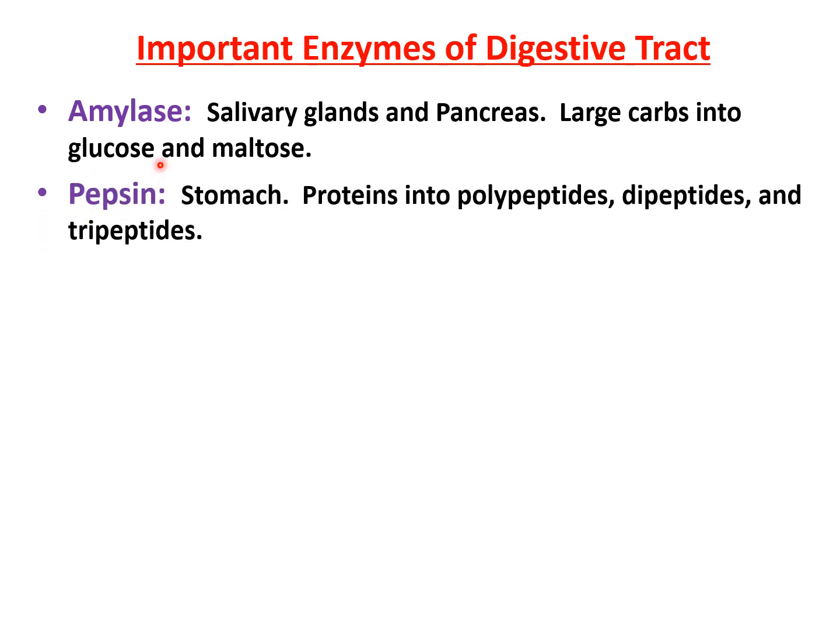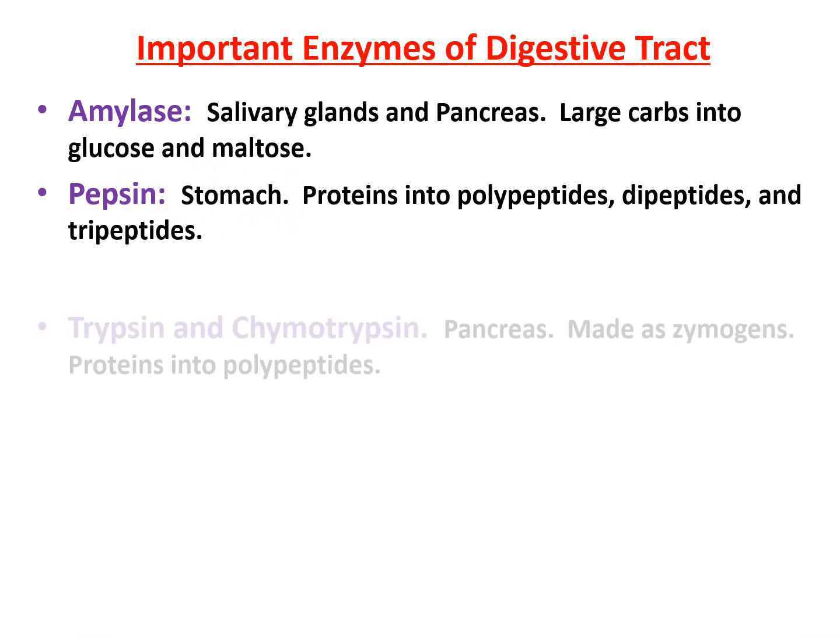There's one called pepsin. This one's in the stomach. We've talked about pepsin before. It is a protease. It breaks down proteins into smaller amino acid chains. We call them polypeptides in some cases, dipeptides, that would be 2 amino acids, tripeptides, that would be 3. And so pepsin does that, and it works well in that low stomach pH.